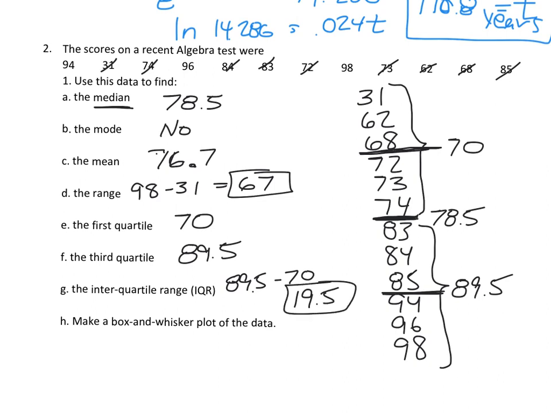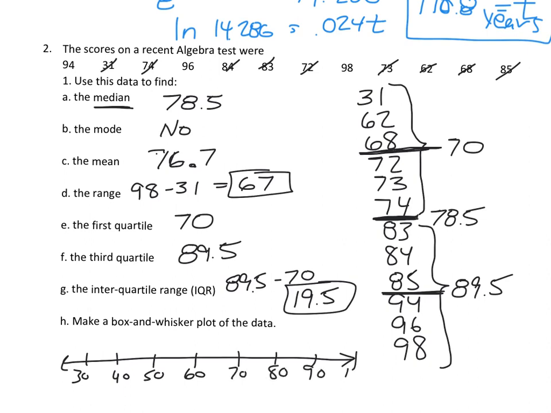And then we would make a box and whisker plot. So on my box and whisker plot, I'm going to label it by 10s, 30, 40, 50, 60, 70, just keeping it consistent, scaling it by 10s. And then my box is going to go from my first quartile of 70 to my third quartile of 89.5. I'm going to put a line at the median, which is 78.5, about right there.